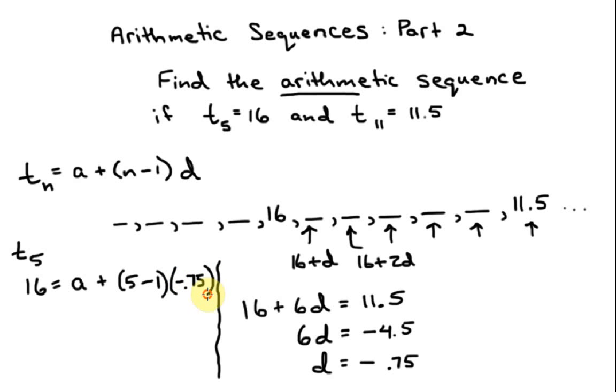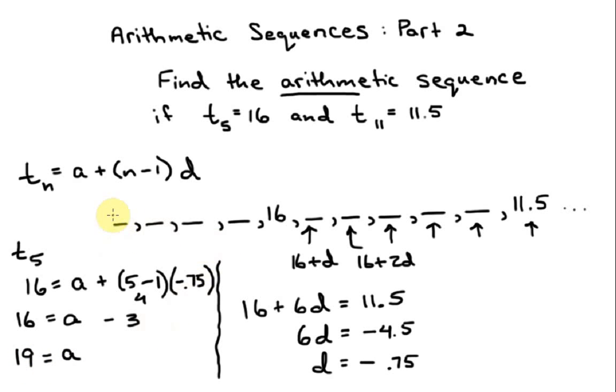So again, I'm creating an equation now that has one unknown. Well, let's simplify it a little bit, and I think we can figure out what A is. So this is going to be 4, and 4 times negative 0.75 is actually just going to be minus 3. So all I have to do is add 3 over, and it turns out A must be 19.